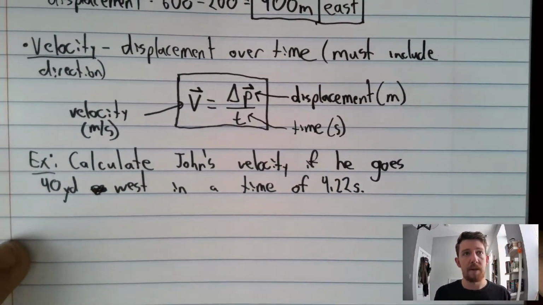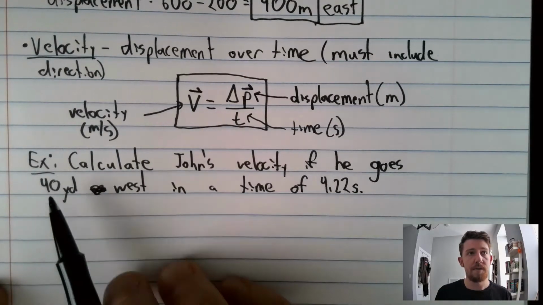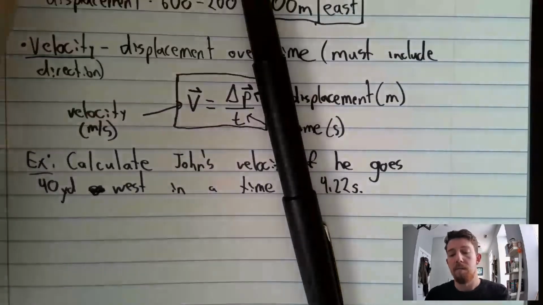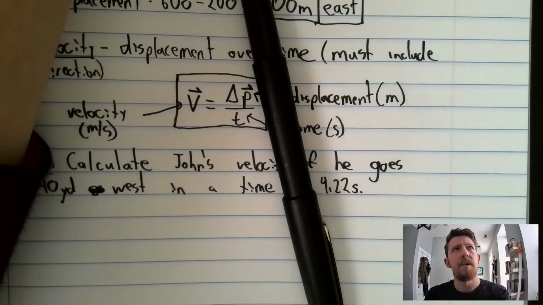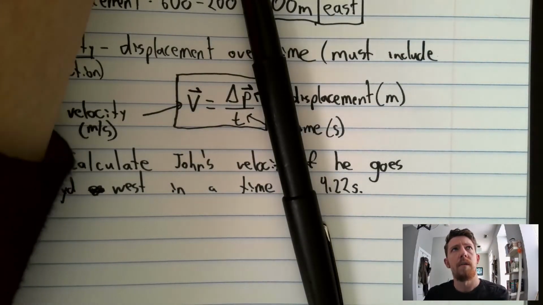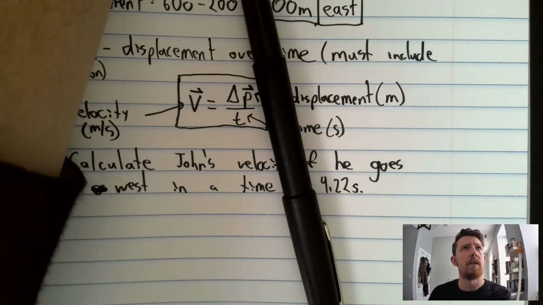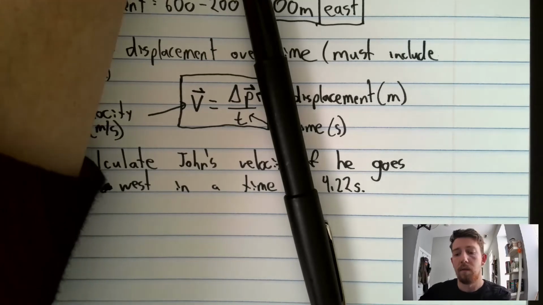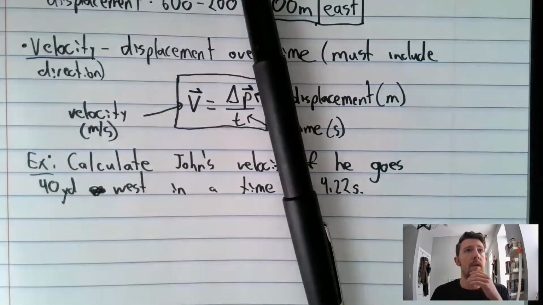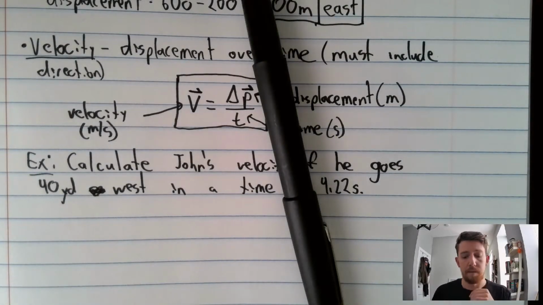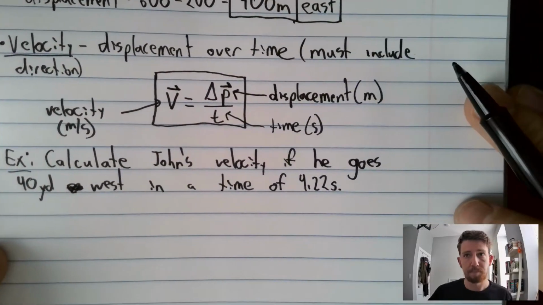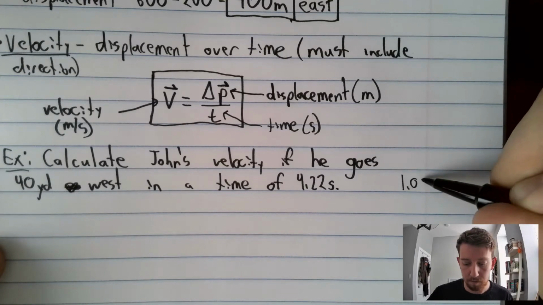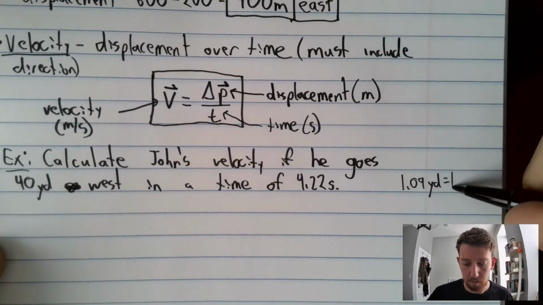Anyway, the reason I thought of that is because, look, they have it in yards. I'm going to look up how many meters in a yard, or rather how many yards in a meter, and we'll use that. All right, we'll convert that. So it looks like there's 1.09 yards in 1 meter.